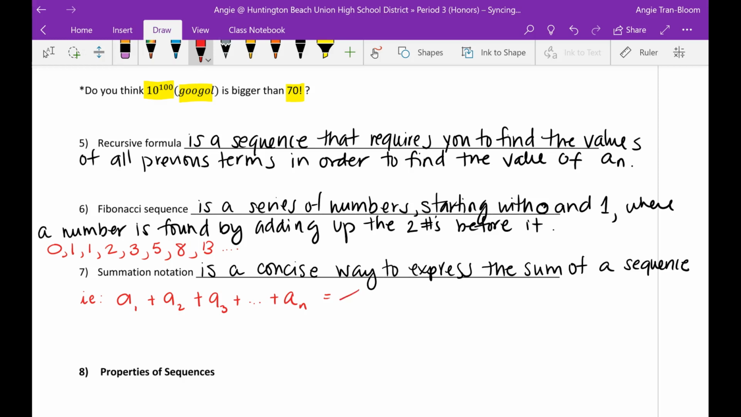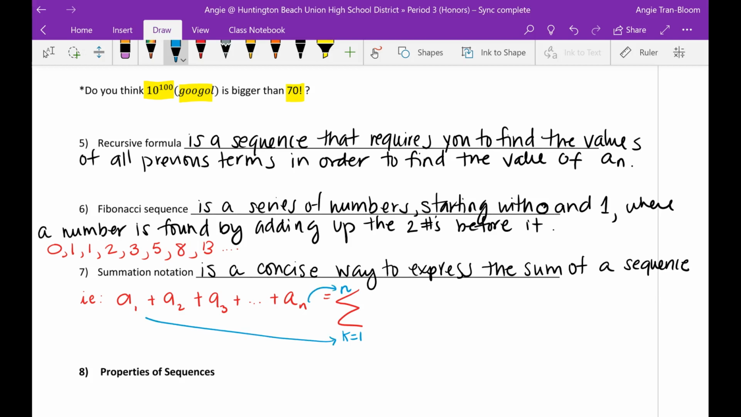Summation notation is like an E, like that. The bottom number is telling me what you're starting with. So k equals 1 means my first term is 1. Then on the top is where it ends. This is where it ends. This is where it begins.